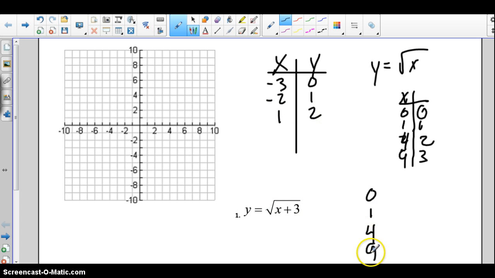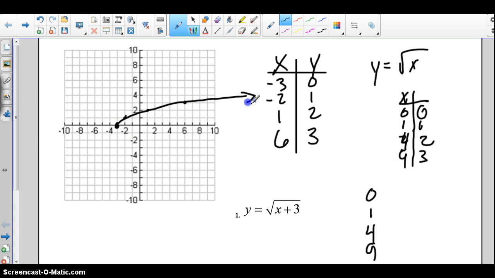How about 9? What plus 3 equals 9? I'll plug in a 6. 6 plus 3 is 9. Square root of 9 is 3. Then we get to go ahead and graph these points. Negative 3, 0. Negative 2, 1. 1, 2. And plug in 6, and we get a 3. So we get this function right here.